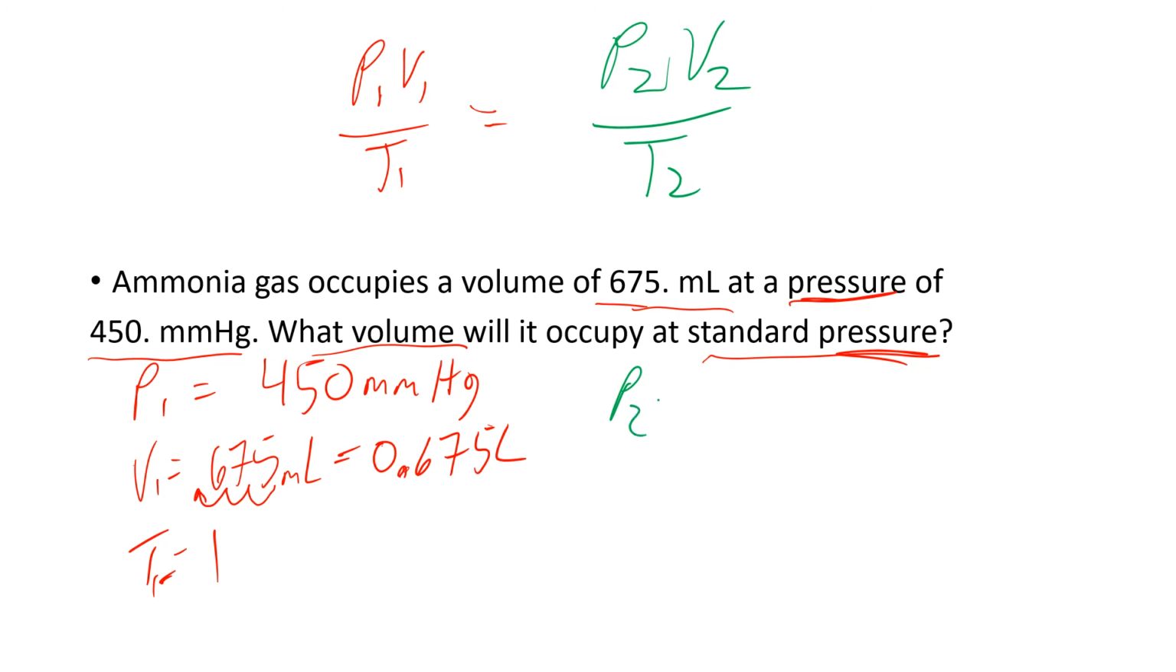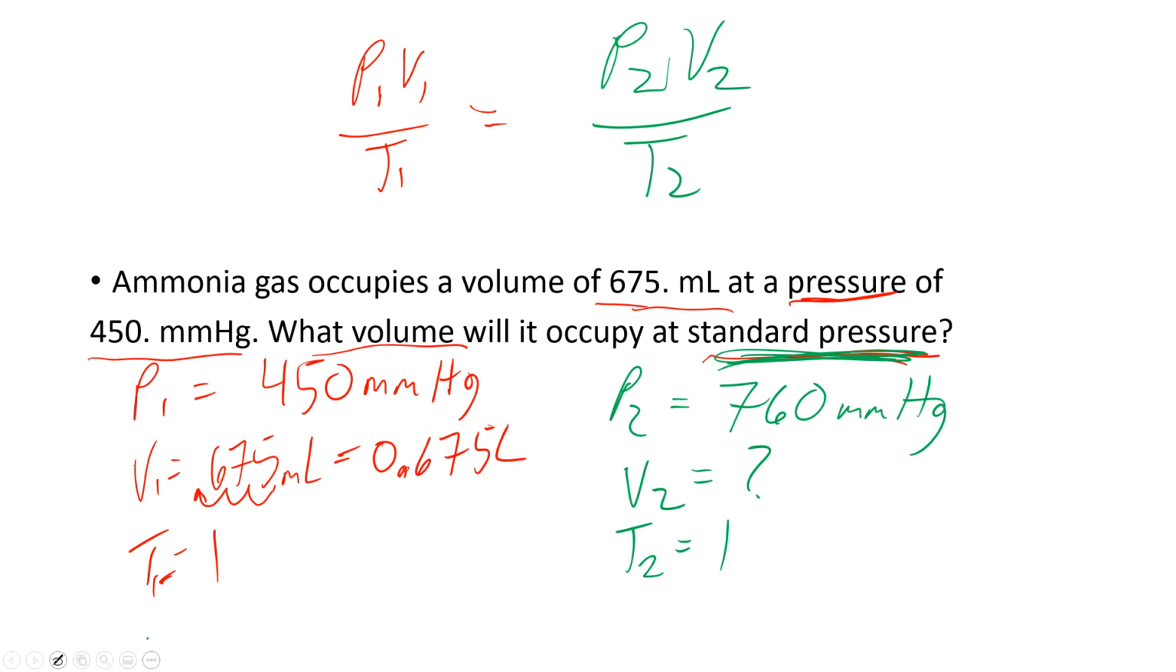P2 is standard, so you will have that chart, or you can use that chart. For millimeters of mercury, that's 760 millimeters of mercury is standard. And then V2 is what we're looking for. And then T2 is 1 again. So when you plug all this in, you're going to get 450 times 0.675. So 450 is your pressure, 0.675 is your volume. We've dropped out our temperature and made it equal to 1, and that's going to equal 760 times x, because that's what we're looking for.